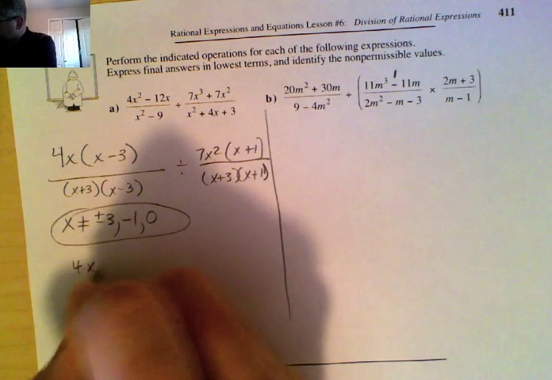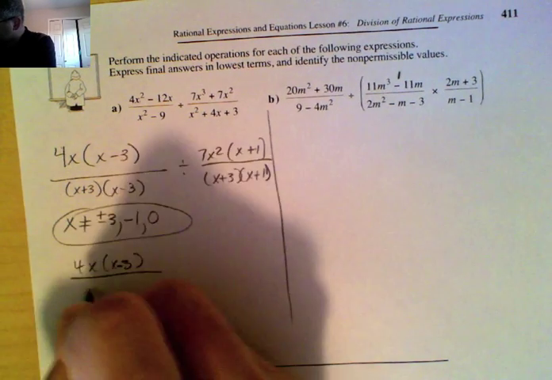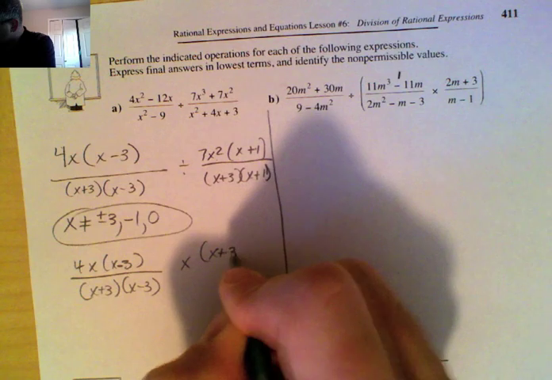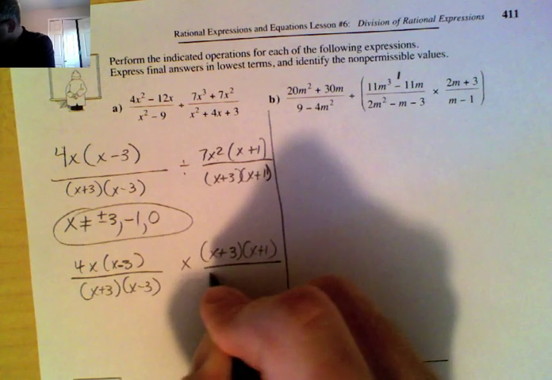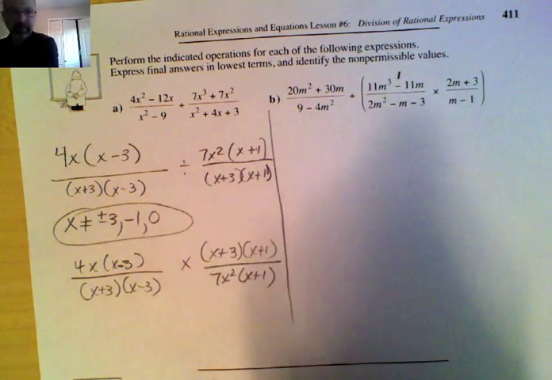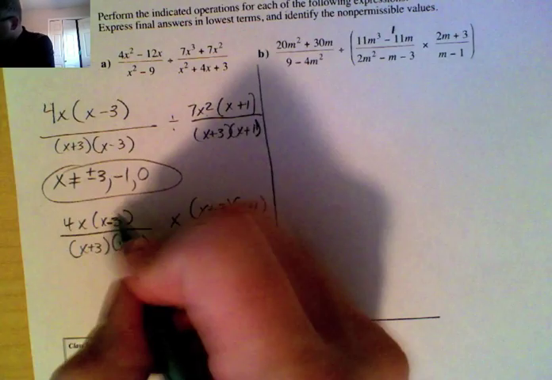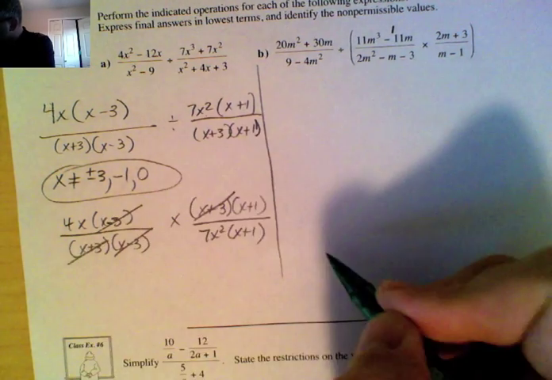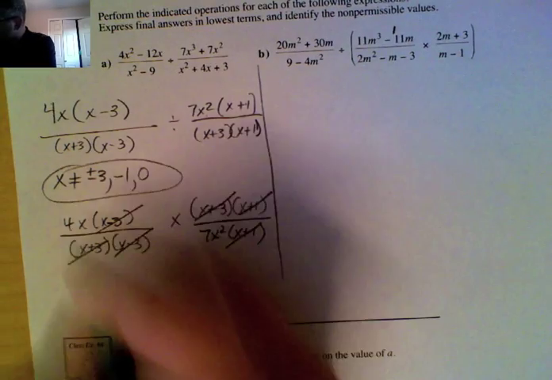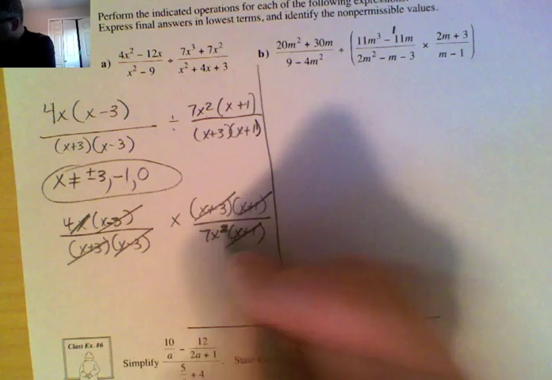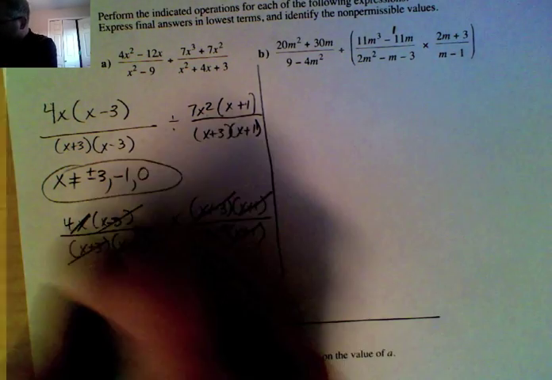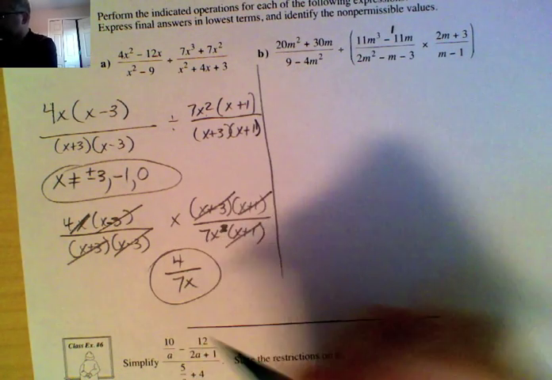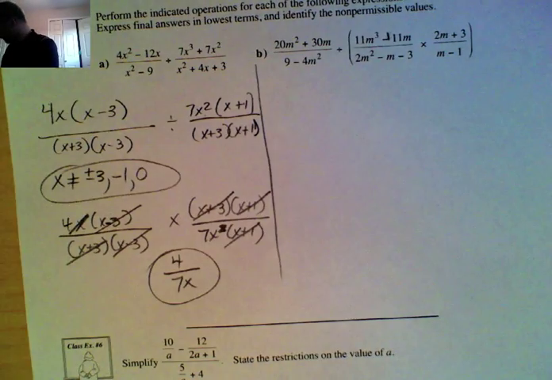So now I'm just going to rewrite what we have on the left side, and I'm going to invert the right side, and I'm going to start canceling things. X minus 3 cancels with x minus 3. X plus 3 cancels with x plus 3. X plus 1 cancels with x plus 1. And this x in the numerator takes out one of the x's in the x squared. So the only thing left in the numerator is 4, and in the denominator we have a 7x left. So there's our answer in simplest form.